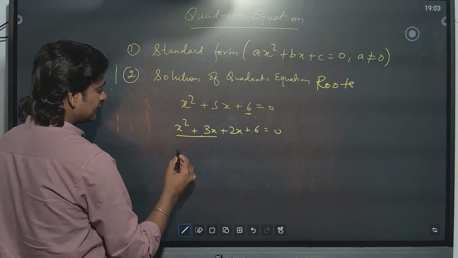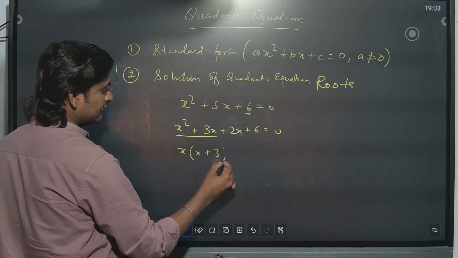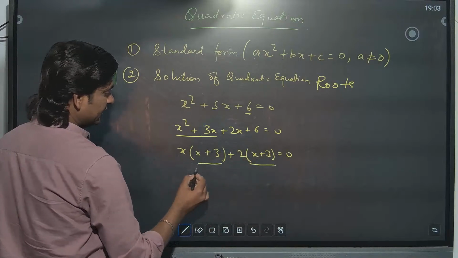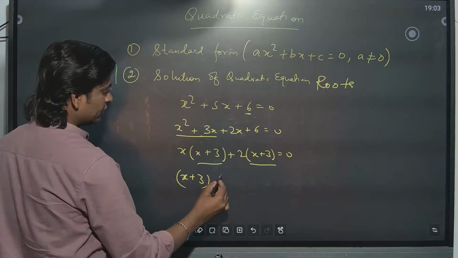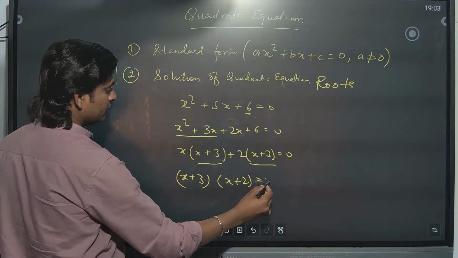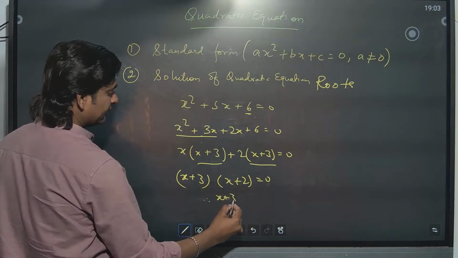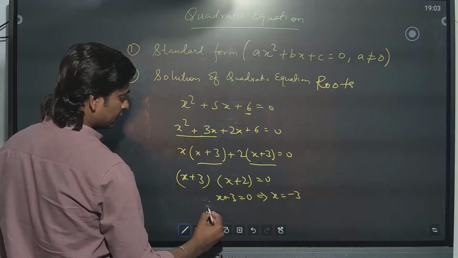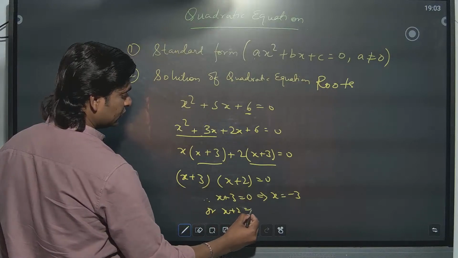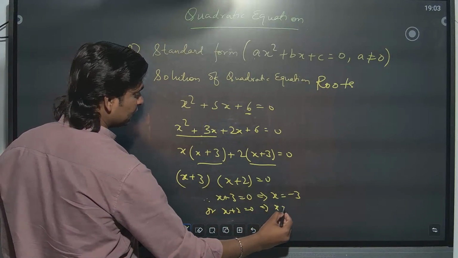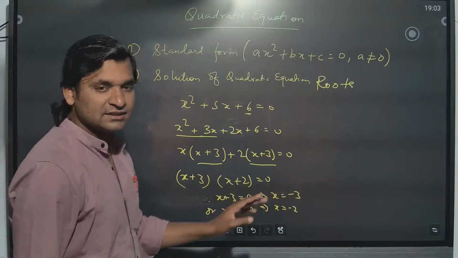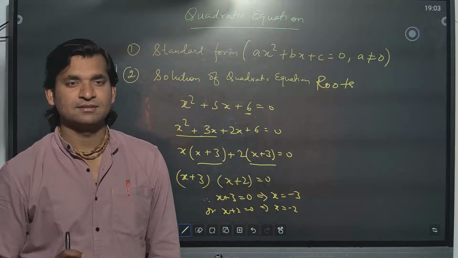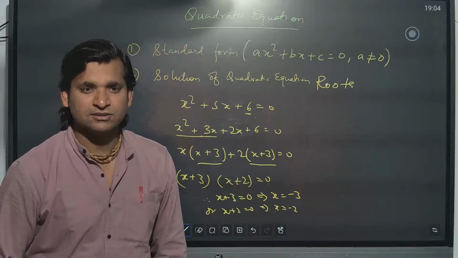So take x common from here, you'll get x + 3. Take 2 common, you'll get x + 3 again. Take x + 3 out. So what will you get? x + 2. So what are the roots? Either x + 3 = 0, which implies x = -3, or x + 2 = 0, which implies x = -2. So -3 and -2 are the roots of the quadratic equation. Okay. So this is one more concept.